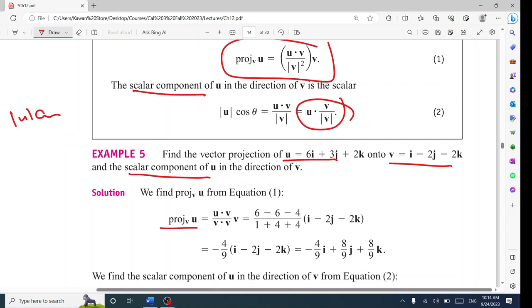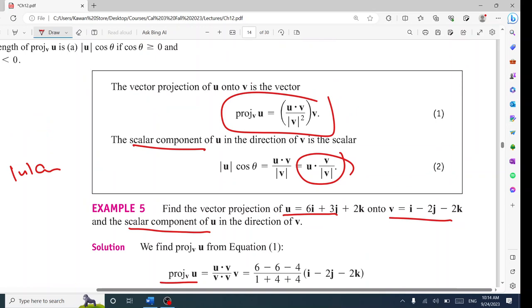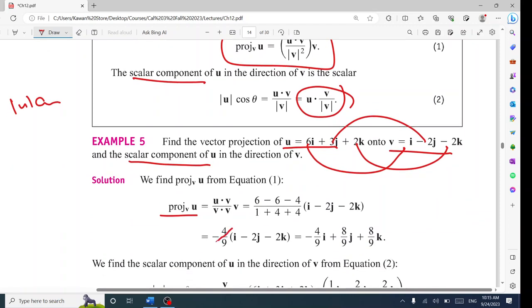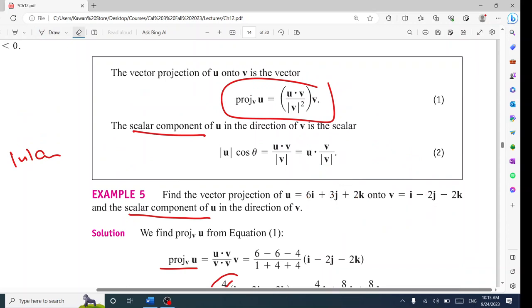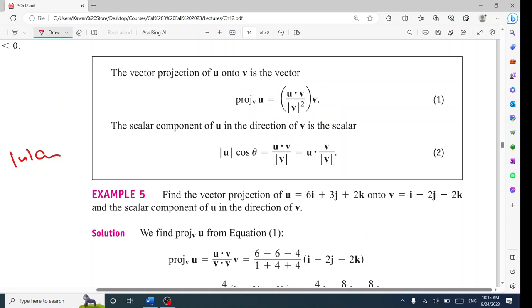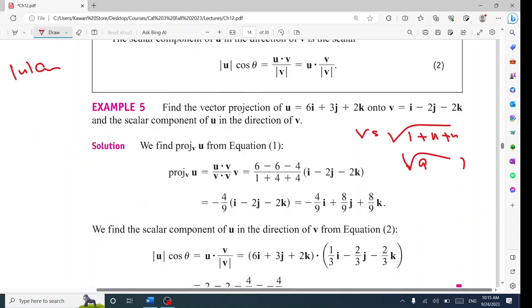So here's the projection. u dot v is 6 by 1, plus 3 by minus 2, which is minus 6, plus 2 by 2, which is 4. So you'll get minus 4. How about the length of v? 1 by 1, 4, 4, 9. The square root of 9 equals 9? Sorry, the square root of 9 equals 3, so the length squared is 9. So I got minus 4 over 9.